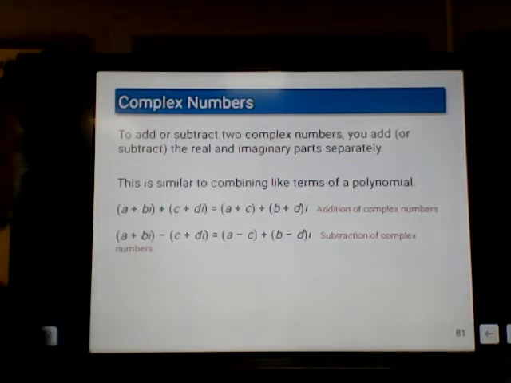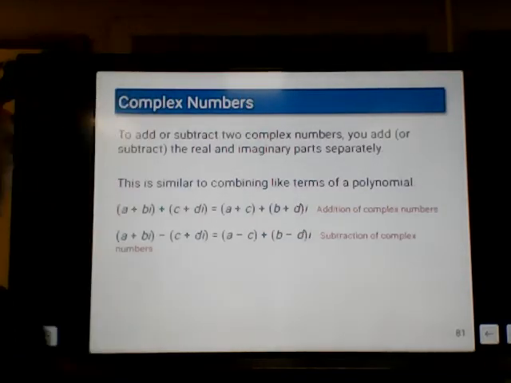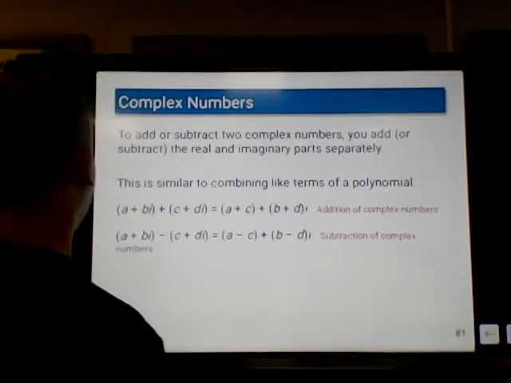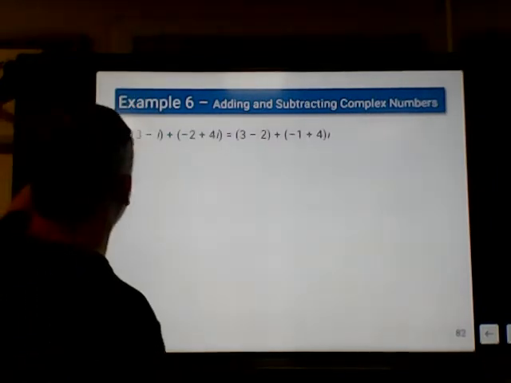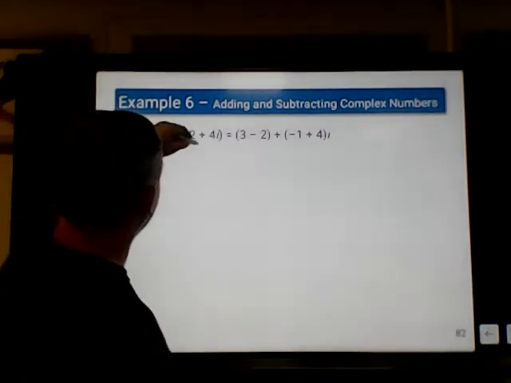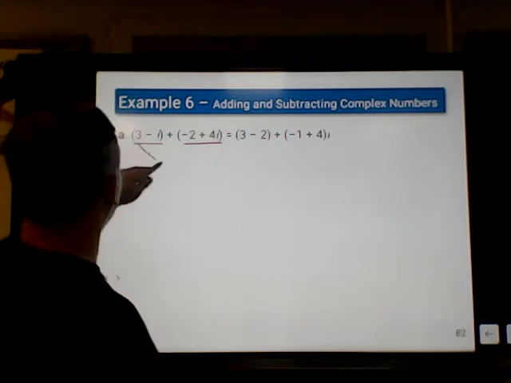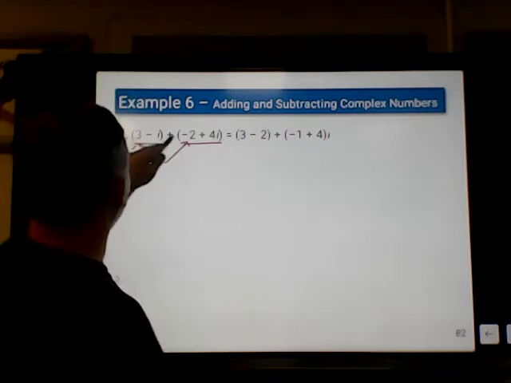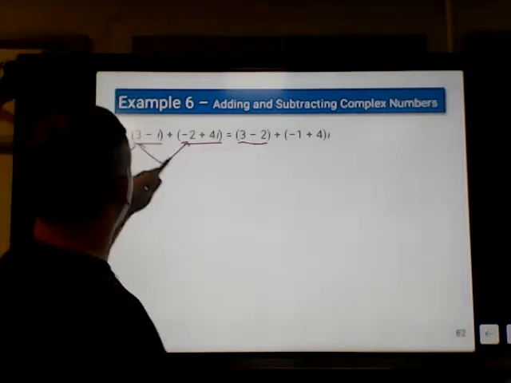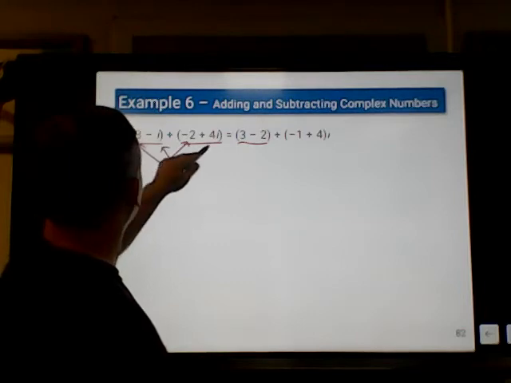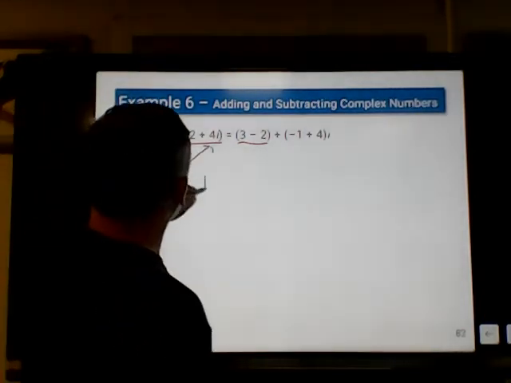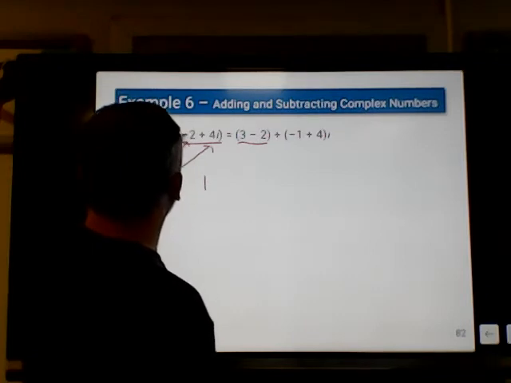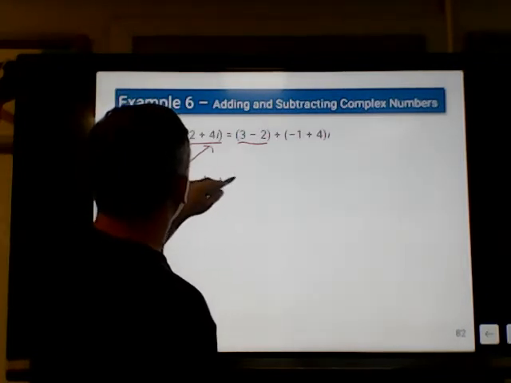And then to add or subtract two complex numbers, you add the real parts and the imaginary parts separately, which is what we're going to be doing in some of the homework. So here you have 3 minus i plus negative 2 plus 4i. You group the real parts together, 3 plus negative 2, and you group the imaginary parts together, negative i plus 4i. So you have 3 minus 2, which is 1, and negative 1i plus 4i gives you a positive 3i.